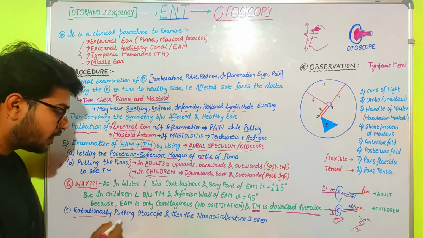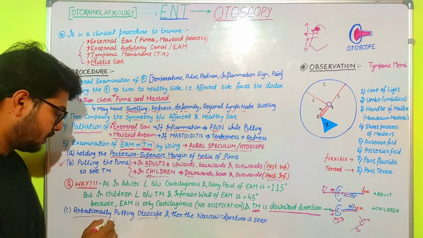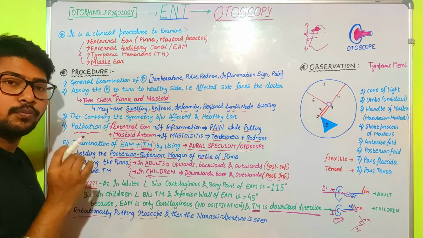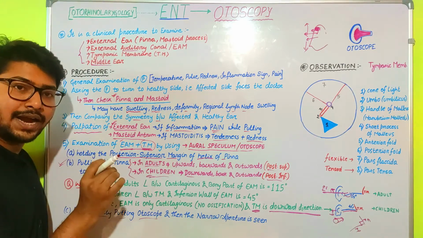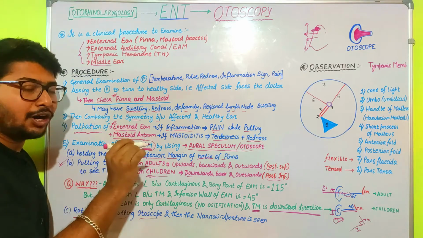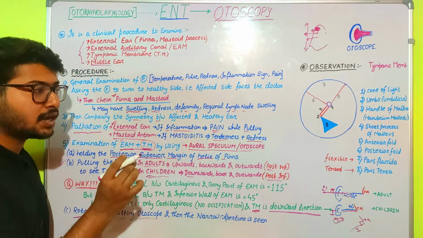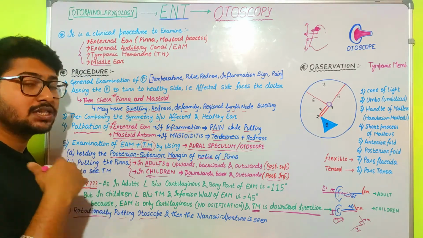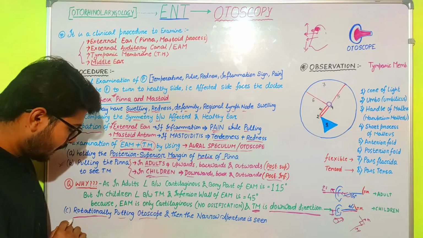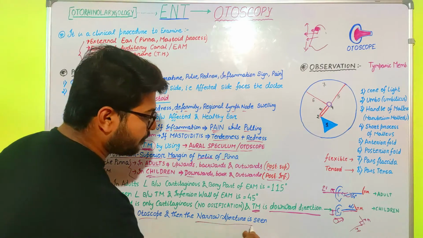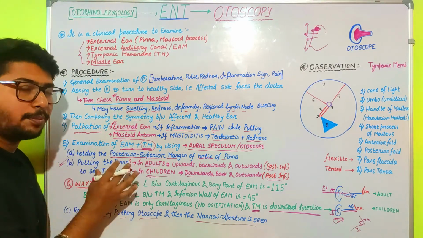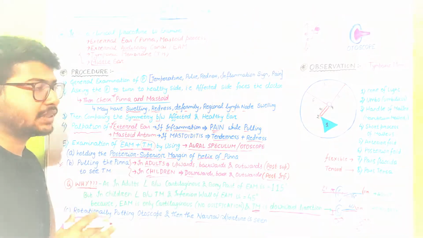The otoscope is inserted in a rotational manner, so that it does not hit the bony part of the external acoustic meatus, which would cause a lot of pain. So it is inserted in a rotational manner into the narrow aperture. This is the whole procedure of the otoscopic method.